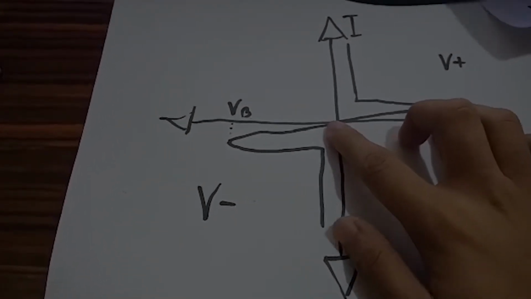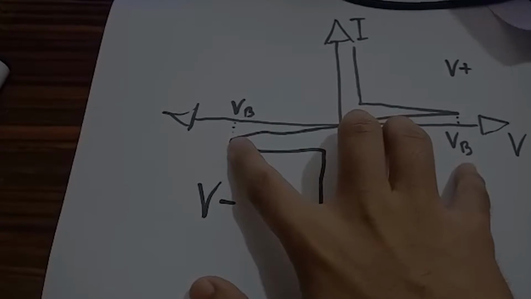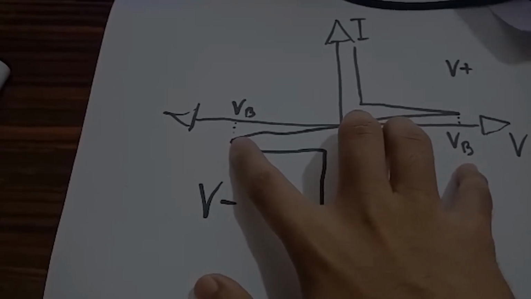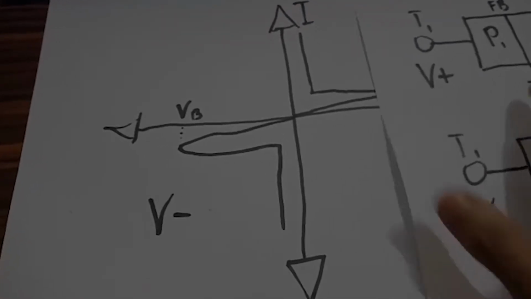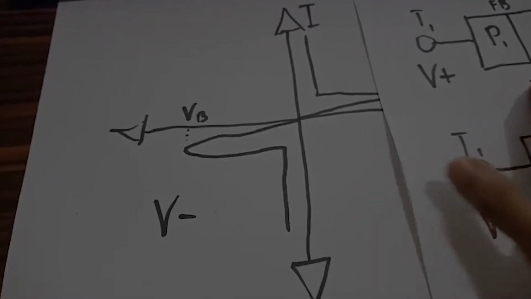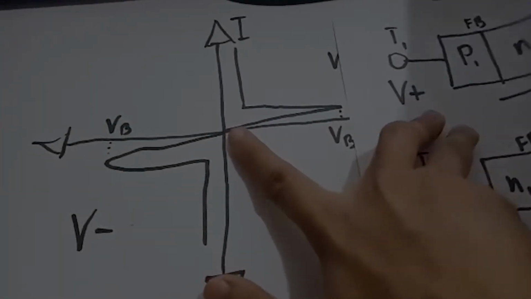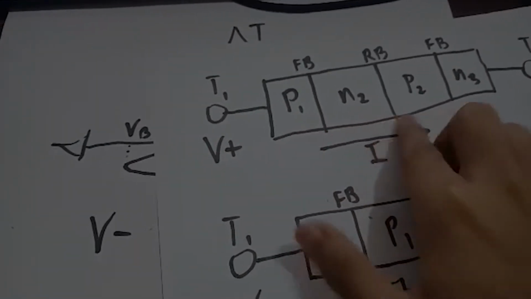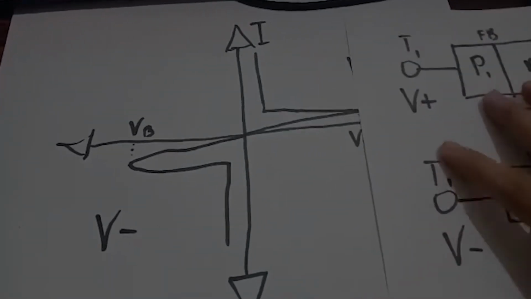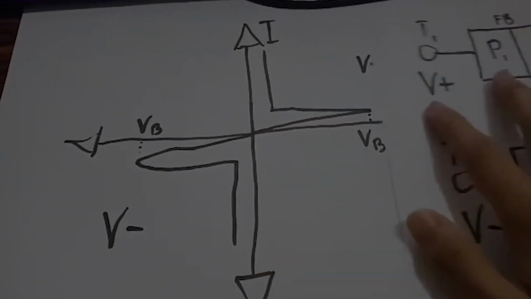DIAC would conduct very little current, and once it passes through a certain breakdown voltage, it would conduct current in the opposite polarity. So let's compare our characteristic to the structure. So at this voltage, the voltage is still in reverse bias. So a reverse biased diode would not conduct current until it is breakdown.